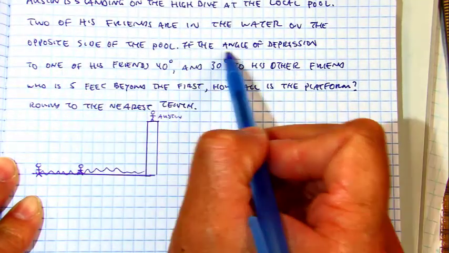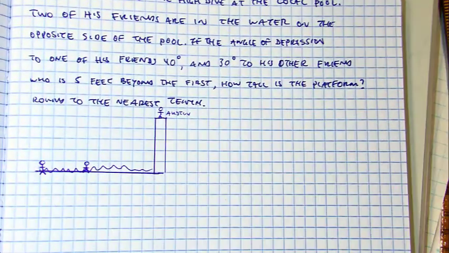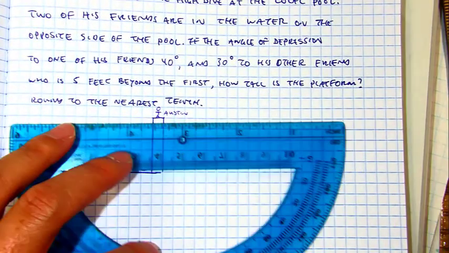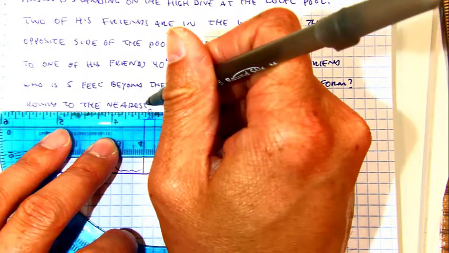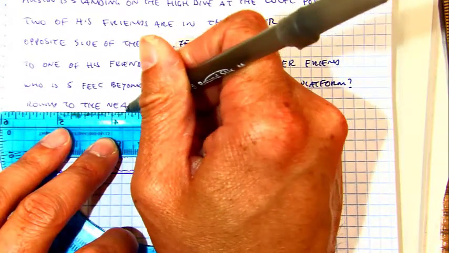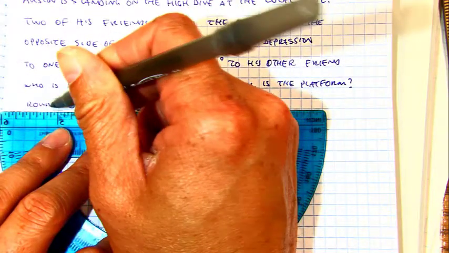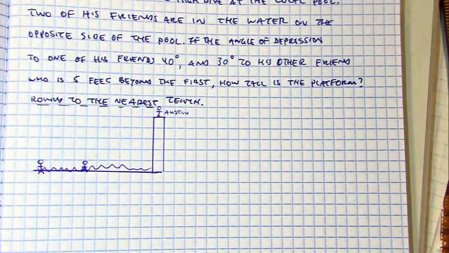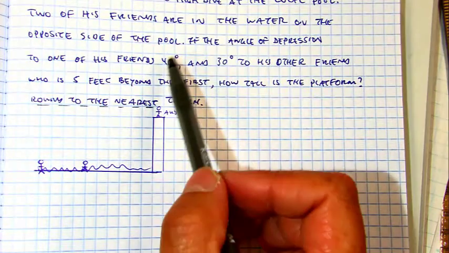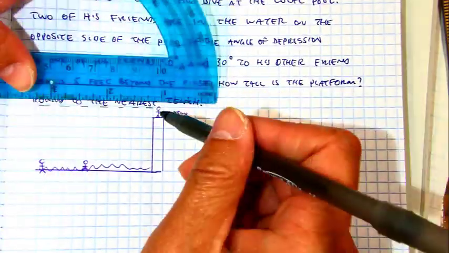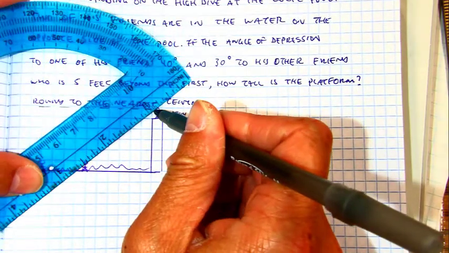If the angle of depression, so remember, Austin's peering out into life, pondering life. What is the meaning of life? Who created this math? And then one of his friends says, "Hey, I love math." And Austin's like, "Huh?" And then Austin looks down.